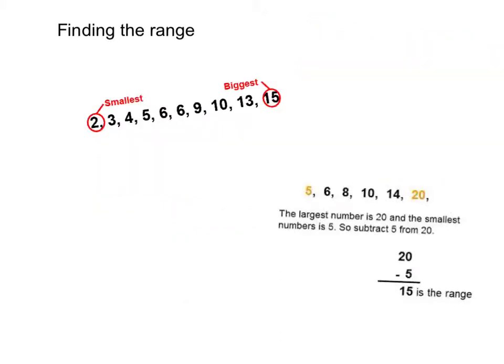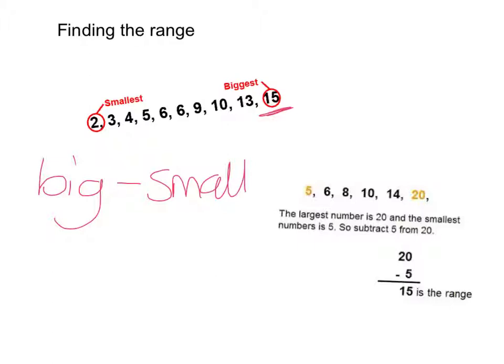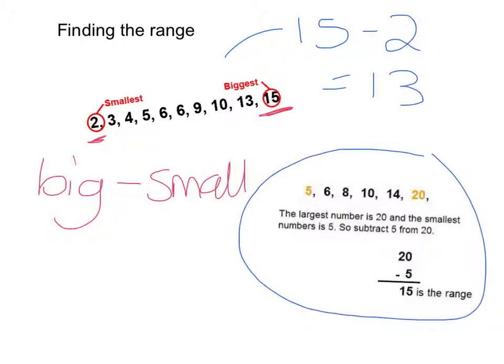Finally, we're looking at finding the range. So we want to know the range of numbers in your set. Okay, and to do this, it's nice and simple. It's the biggest number, take away the smallest number. Again, if you've followed step one and you've put them in order, it's just the last number, take away the first number. So for this example, it would be 15, take away 2. So the range would be 13. Looking at this example here, it would be 20, take away 5, so our range is 15.